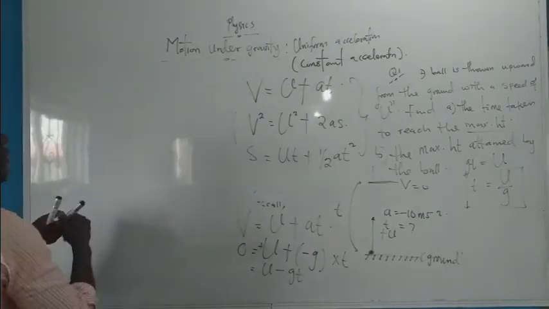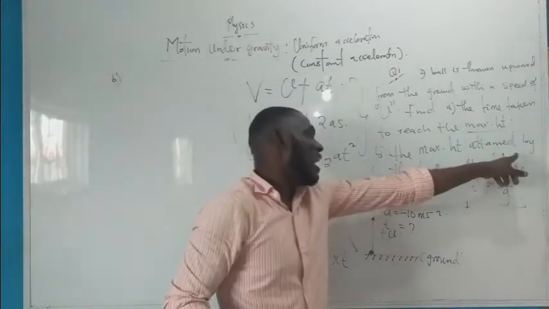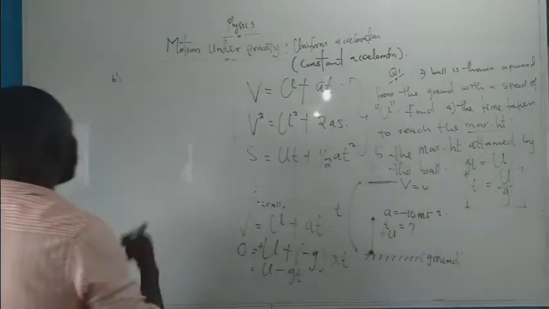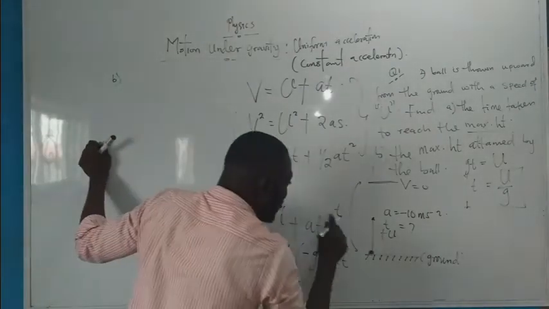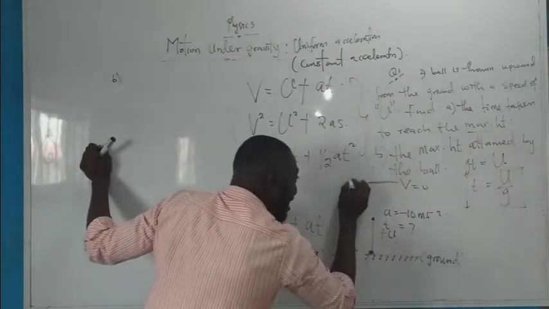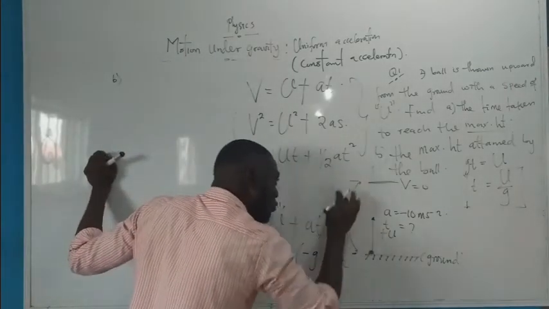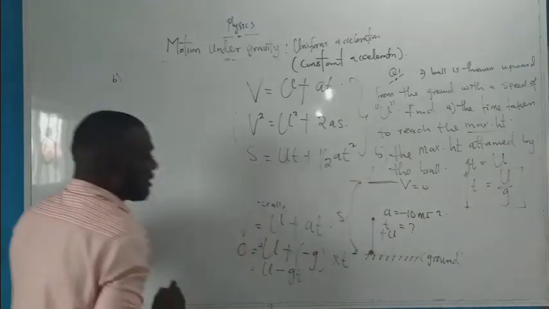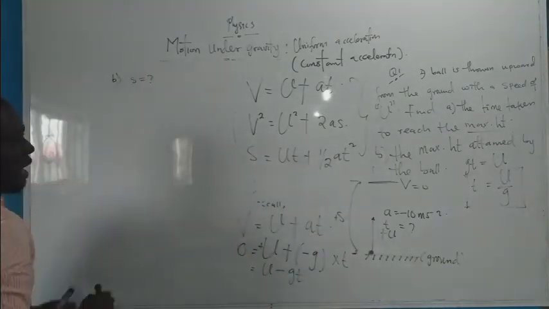Question B: the maximum height attained by the ball. That is the maximum height, the displacement of the ball from the ground level up to here. That is x. Since it's going upward, that will be plus. So s is unknown. That is what we have to look for.